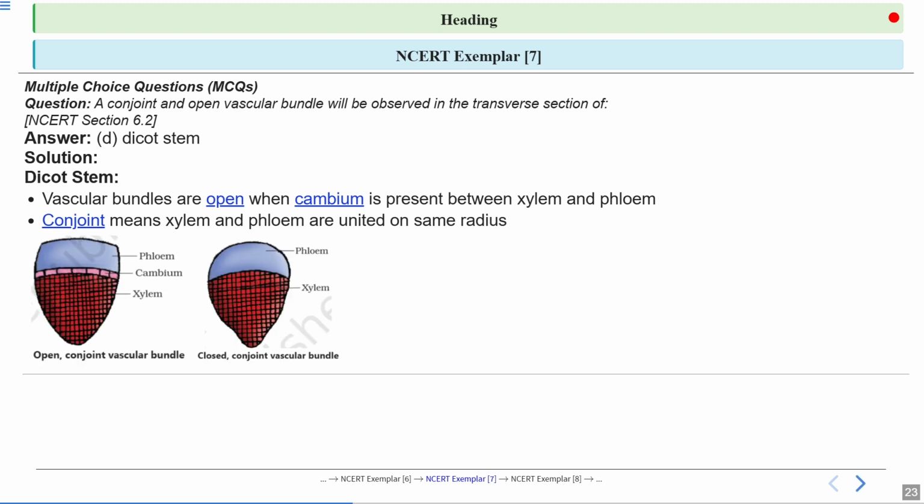So here you can see the open conjoint vascular bundle. The first one is open because the cambium is present, and conjoint because the phloem and xylem are present on the same radius. See the second one. It is closed because the cambium is absent between the phloem and xylem, and conjoint because they are joined together and present on the same radius.